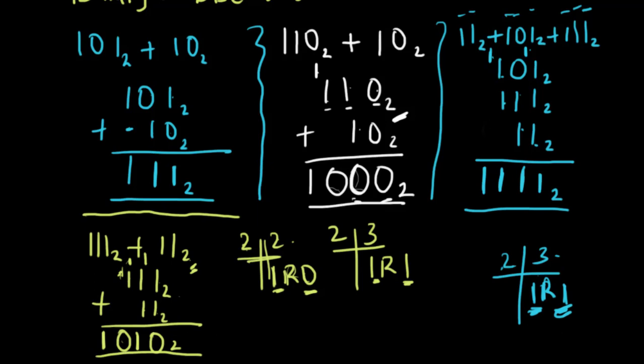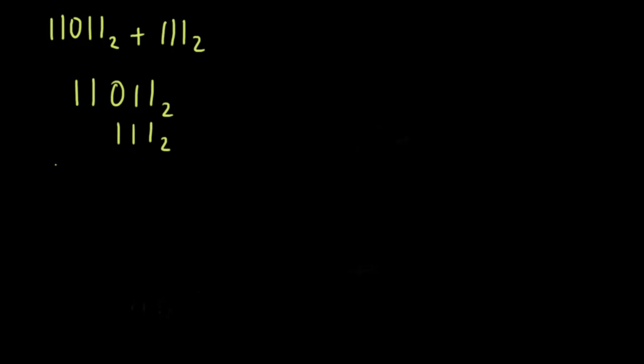Let's take another example. Now I have 11011 in base 2 plus 111 in base 2. Now let's do this. 11011 base 2. And then we have 111 base 2. You can see I'm arranging this. I'm not doing it like this. 11011, then 111.